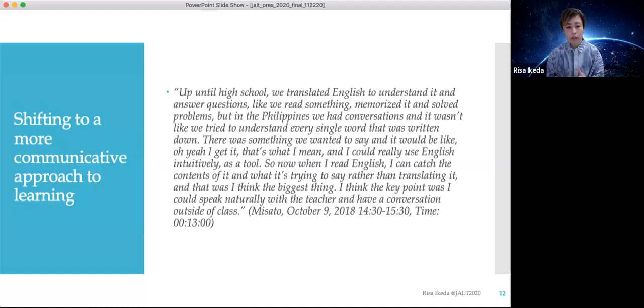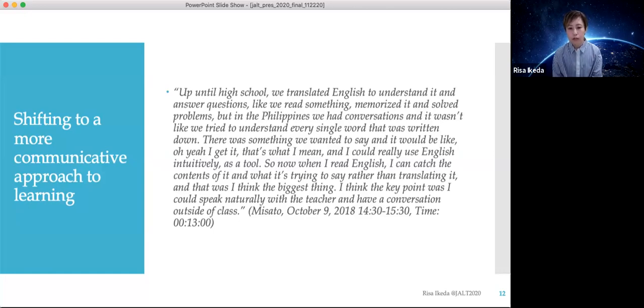One of the interesting findings from my interviews was this, from Misato, a pseudonym. She said, "Up until high school, we translated English to understand it and answer questions. We read something, memorized it, and solved problems. But in the Philippines, we had conversations, and it wasn't like we tried to understand every single word that was written down. There was something we wanted to say, and it would be like, oh yeah, I get it, that's what I mean, and I could really use English intuitively as a tool. So now when I read English, I can catch the contents of it and what it's trying to say rather than translating it. And that was, I think, the biggest thing."